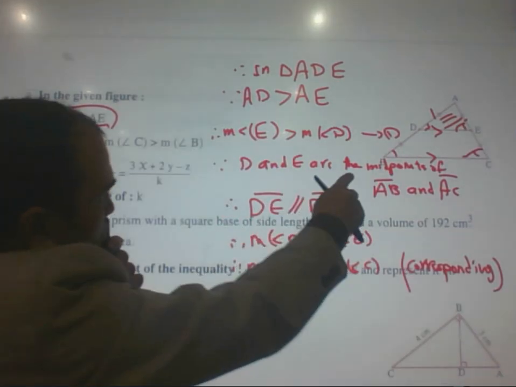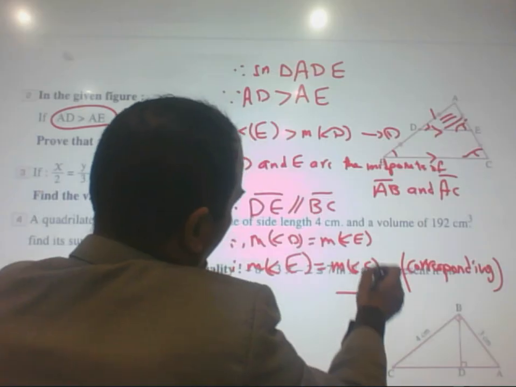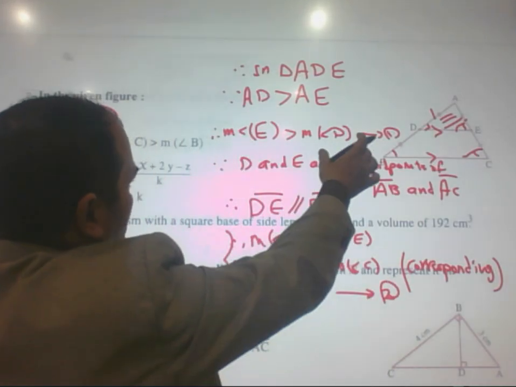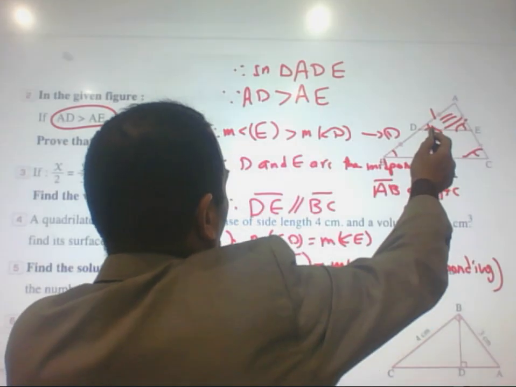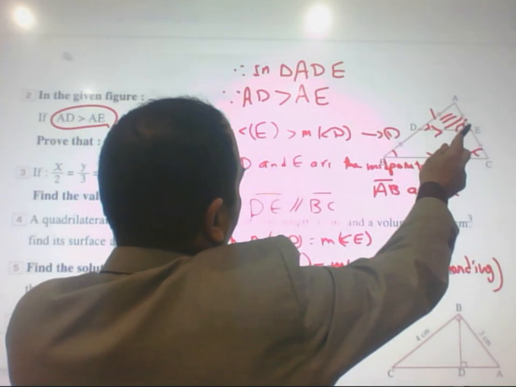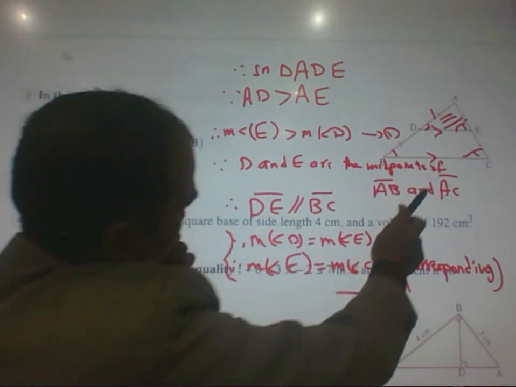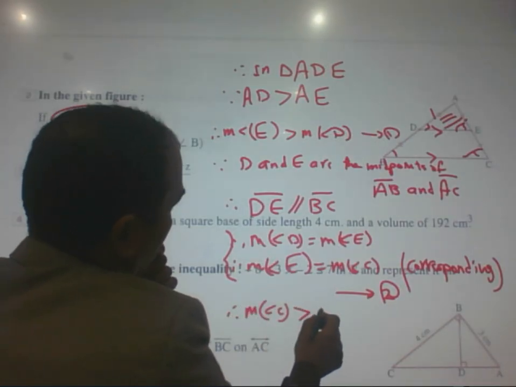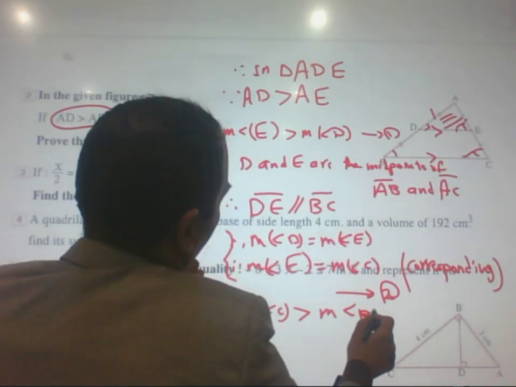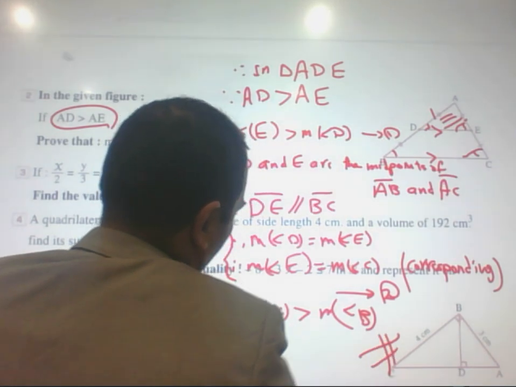Then from relation number 1 and relation number 2, angle C equals angle E and the measure of angle B equals angle D. We know the measure of angle E is greater than D. Then the measure of angle C will be greater than the measure of angle B. Okay.